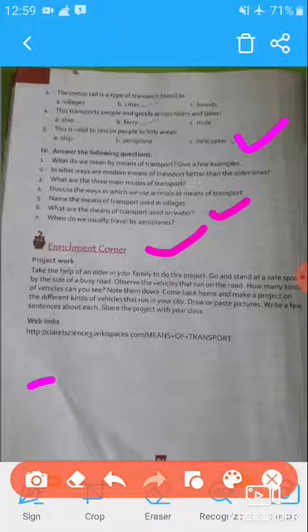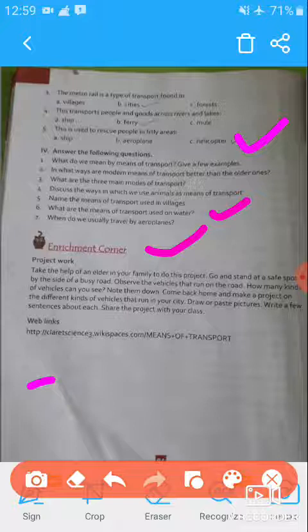Note them down. Come back home and make a project on the different kinds of vehicles that run in your city. Draw or paste pictures, write a few sentences about each. Share the project with your class. So students, this was the project work for you. When the school opens, I will check this project work.